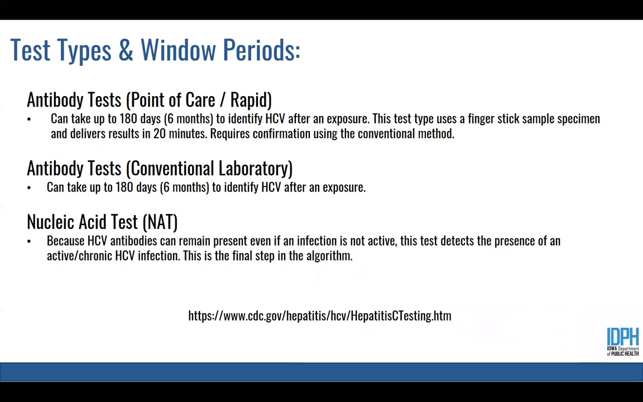Because HCV antibodies can remain present even if an infection is not active or has been cleared or treatment has been effective, this test detects the presence of an active or chronic HCV infection by looking for the active virus in the blood. This is the final step of the testing algorithm. Full information for the testing algorithm can be found at the link provided here. And as previously mentioned, these links will all be available in a supplemental document with this presentation.